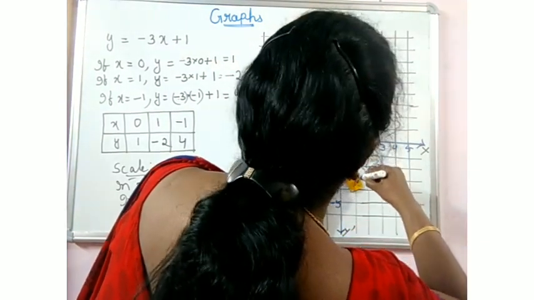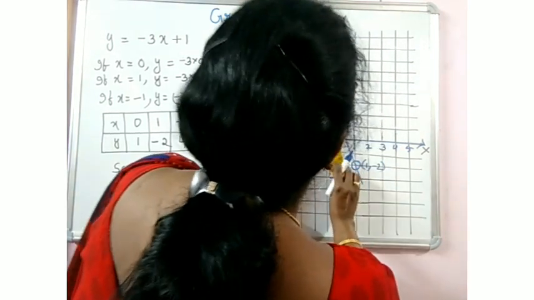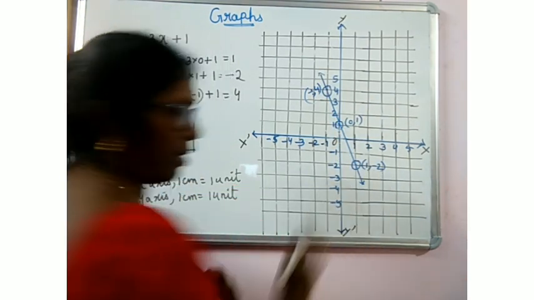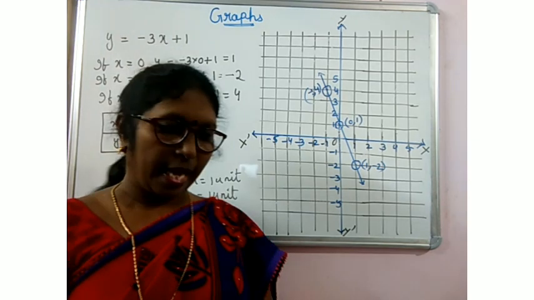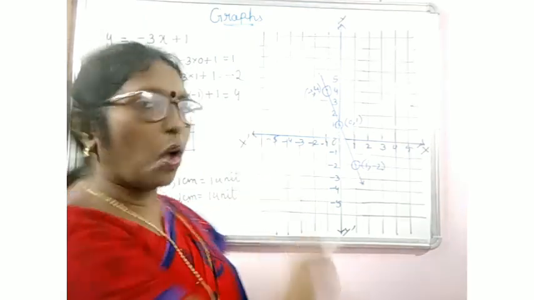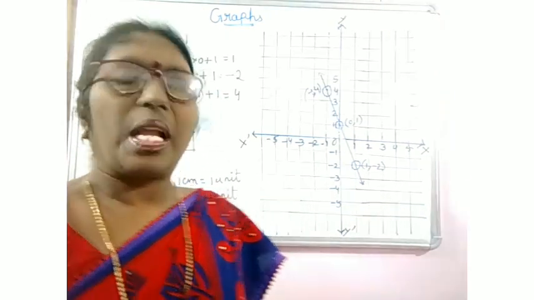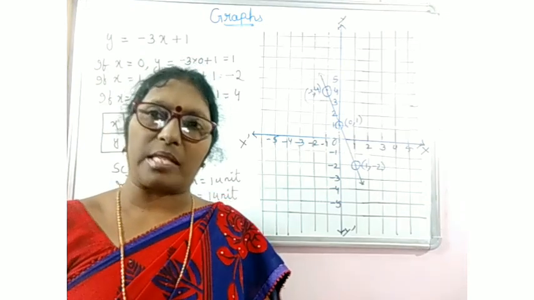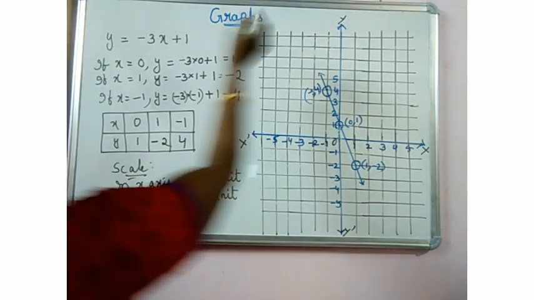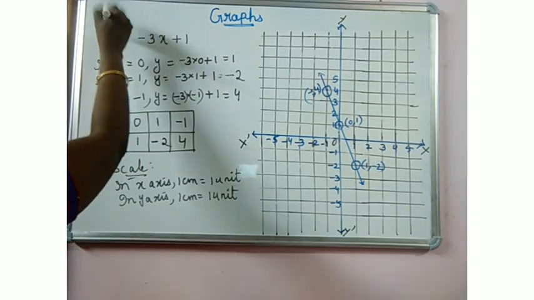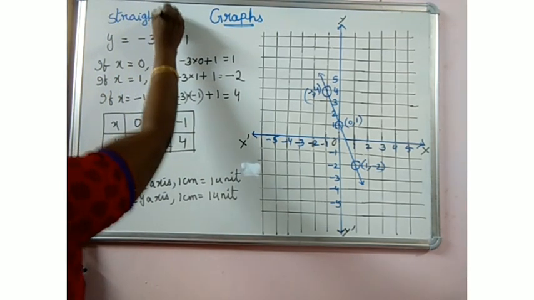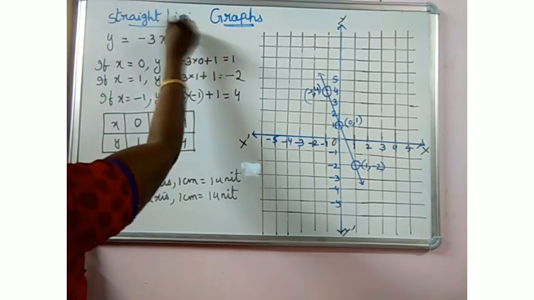You can join and produce them also. You see children, when we join the points, we got a straight line. So whenever you draw any linear equation, you will get a straight line. That's why linear equations are known as equations of straight lines. So this is, we can say, a linear graph or straight line graph.